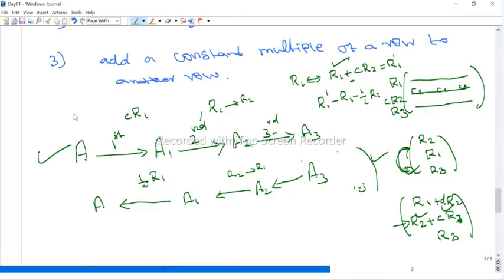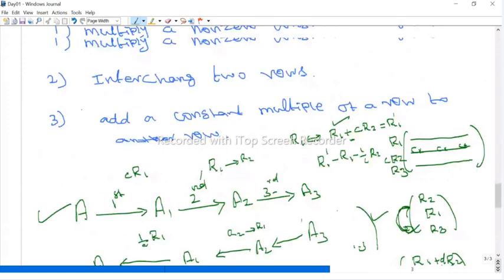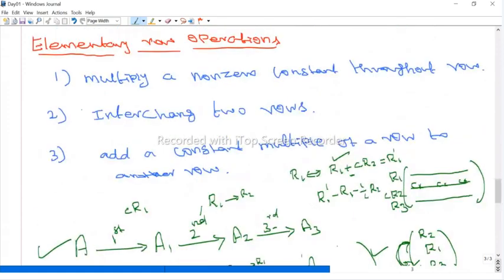Okay, so this is elementary row operation. These three are the first kind, second kind, third kind. This is very important. We can multiply a non-zero constant to some row if you want. Suppose if you want to interchange two rows, you can allow that. That is one more operation. And then you can add a constant multiple of one row to another row. That is also allowed. These are all elementary row operations.